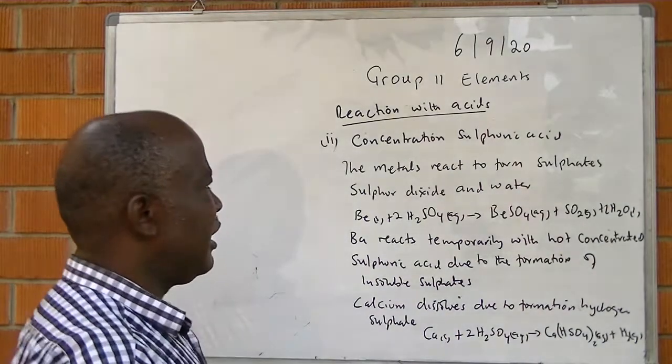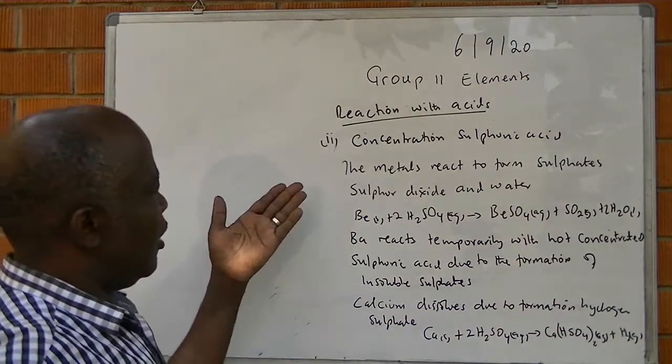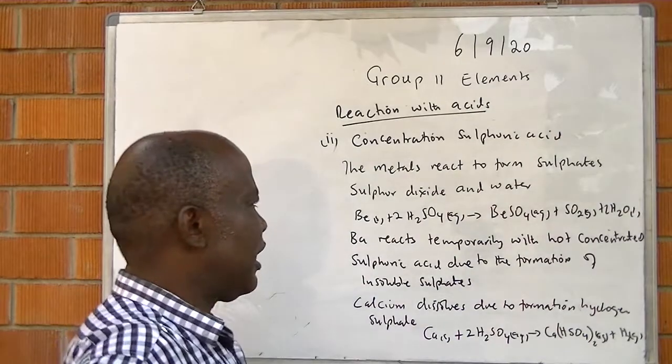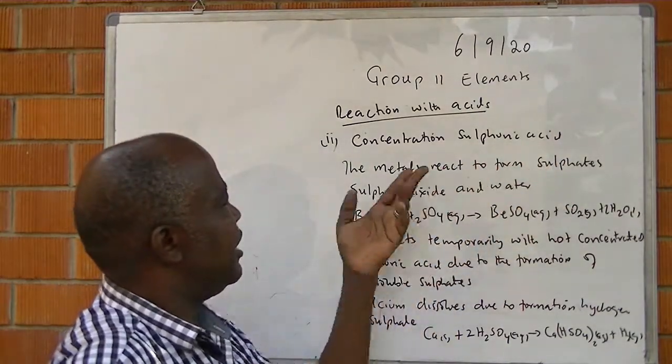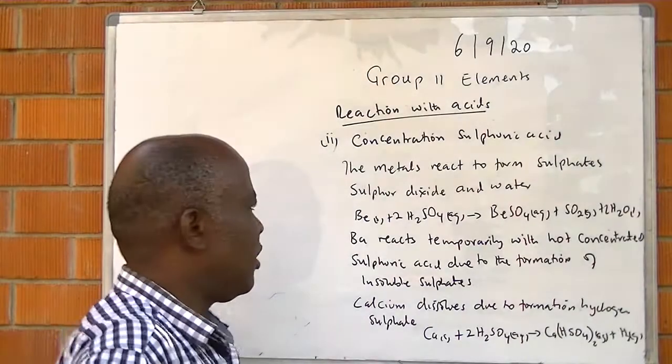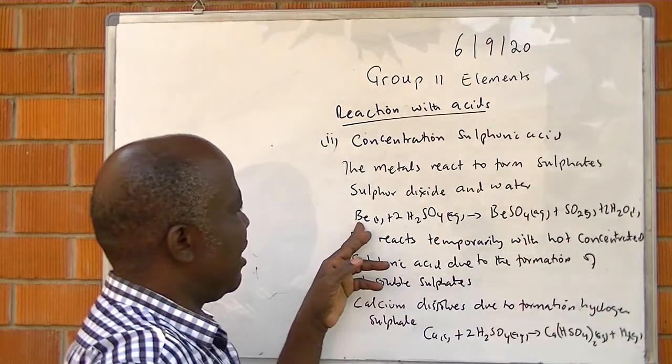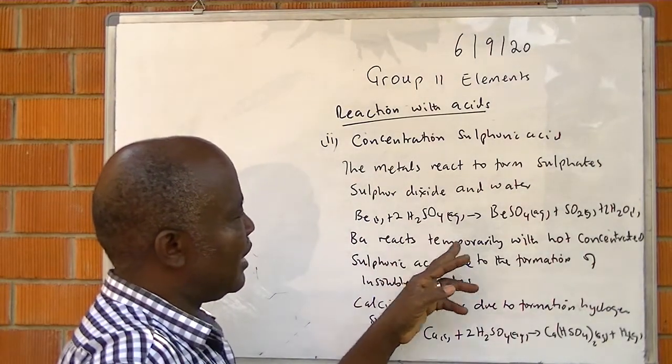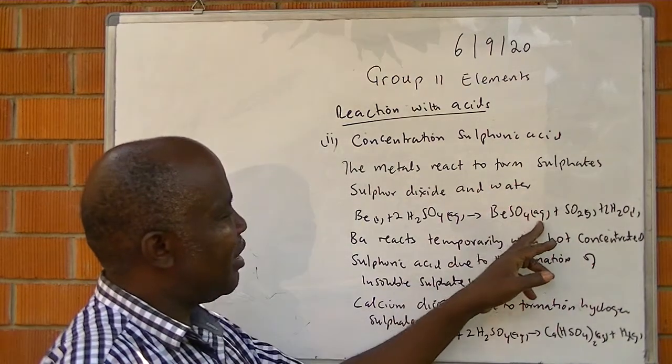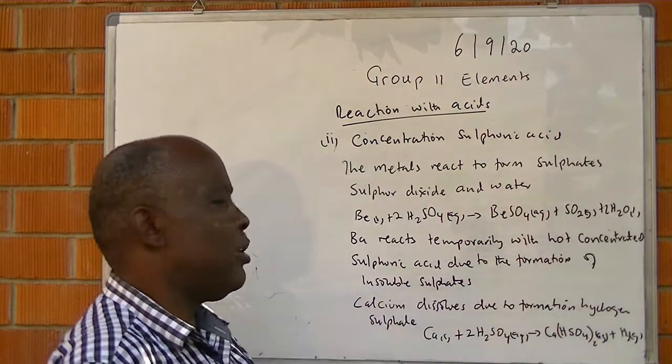Reaction with concentrated sulfuric acid. Metals react with concentrated sulfuric acid to form sulfates, sulfur dioxide, and water. For example, beryllium reacts with concentrated sulfuric acid to form beryllium sulfate, sulfur dioxide, and water.